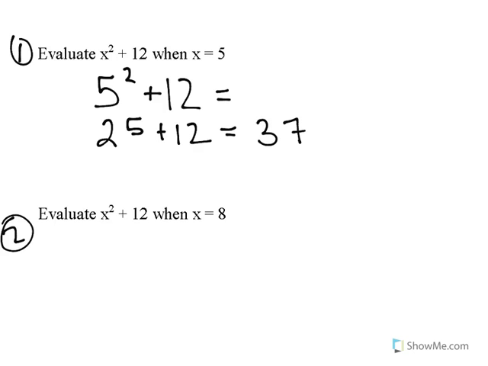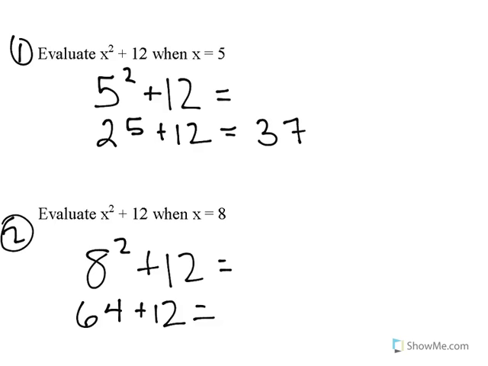All right, you should be getting a pop-up box now to try the next one. Okay, evaluate x squared plus 12 when x equals 8. All we have to do is wherever we see an x, we put in 8, and then we follow order of operations. So 8 squared is 64 plus 12. 64 plus 12 is 76.